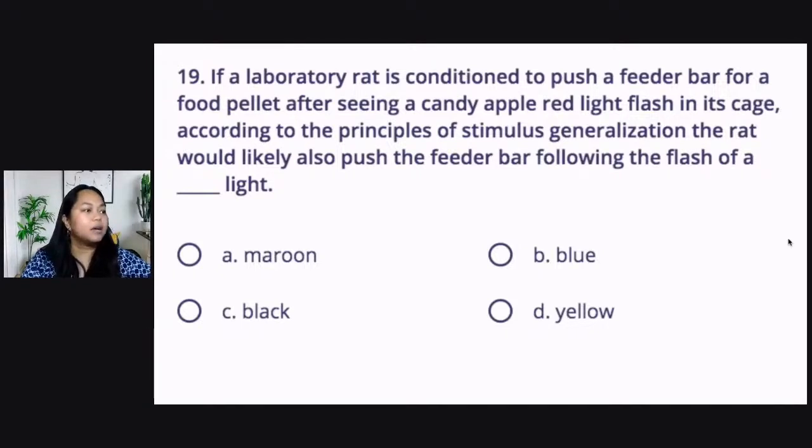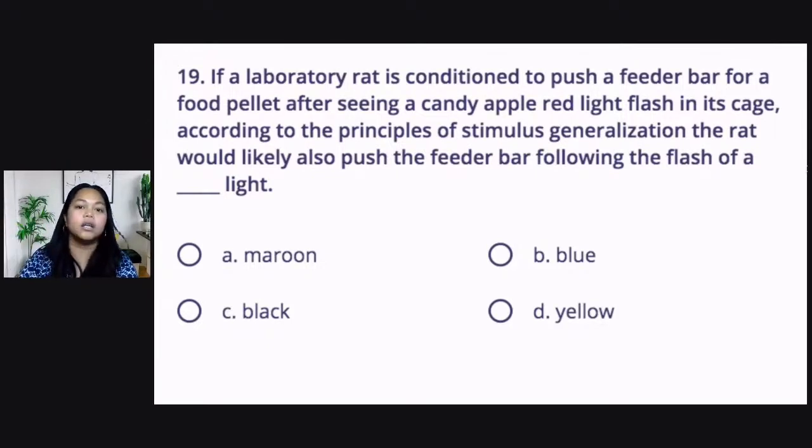Okay. Ano kaya yung best choice for number 19? Okay, going back to the question that we have here, there's A, there's B. Karamihang sagot ay letter A. So again, meron kang isang lab rat. Okay, so meron kang ginagamit na rat sa lab. And every time the rat sees a candy apple red light flash in its cage, okay? So yung kulay ng light is candy apple red. Okay, so candy apple red. Every time that the rat would see that color of light, the rat would push the feeder bar para makakuha siya ng food pellet. Okay?